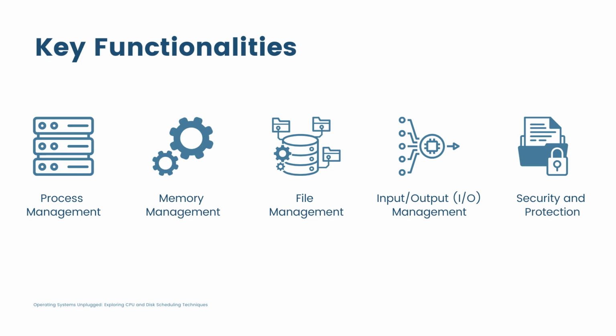The third function is file management, where operating systems provide a file system for users to store and organize data securely. Next is input-output management. By managing device interactions and data transfers, the operating system can ensure smooth operation between hardware components. And lastly, security and protection. From verifying user identities to restricting resource access, the operating system safeguards the system from unauthorized use.